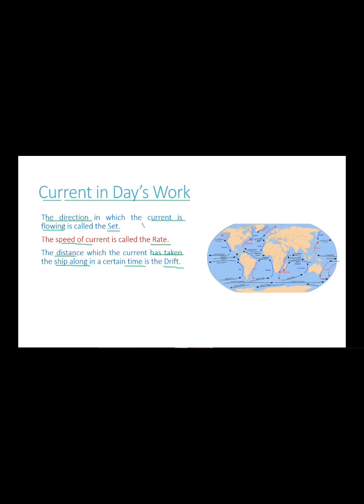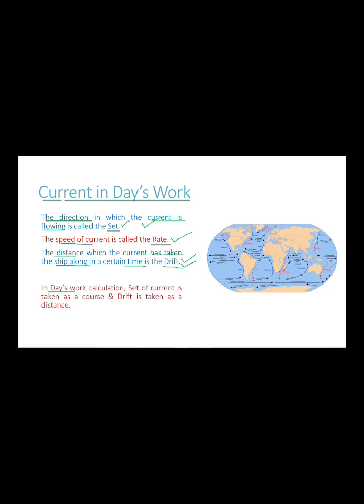So direction is known as the set, the speed is known as the rate, and the distance the current has pushed us in a particular direction is known as the drift. Either in the question they will give you the set and rate, and tell you the time for which the current was affecting us, or they will give you the set and drift. If the set and drift is given, then time is not required. The set and drift can be used as a course and distance.